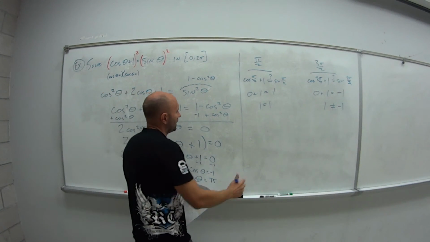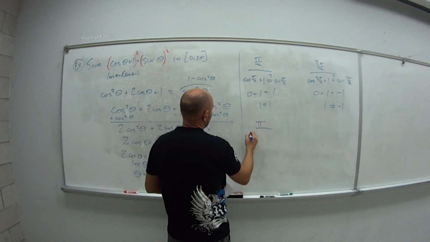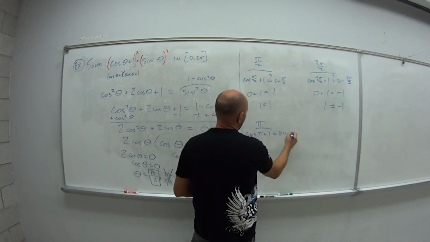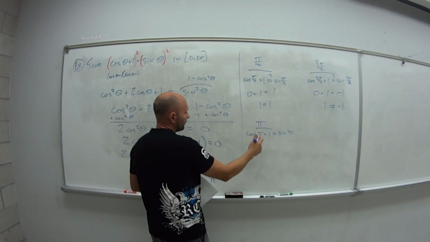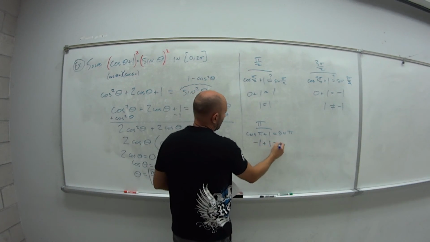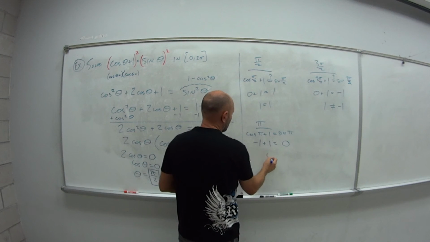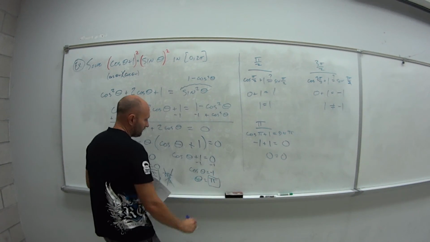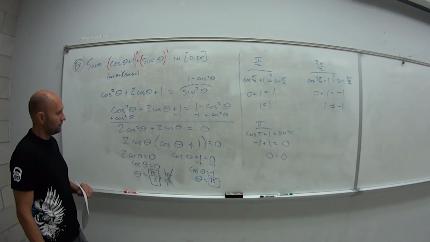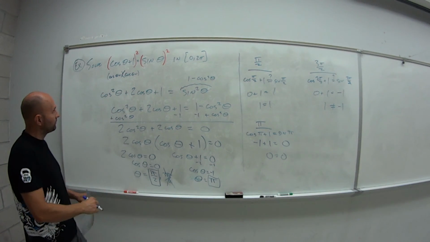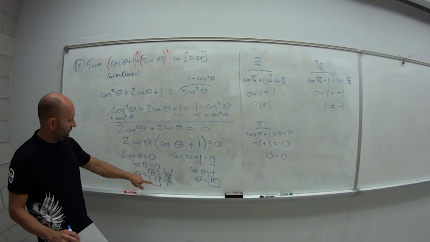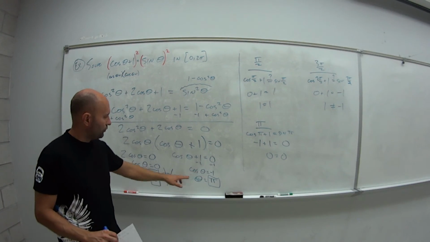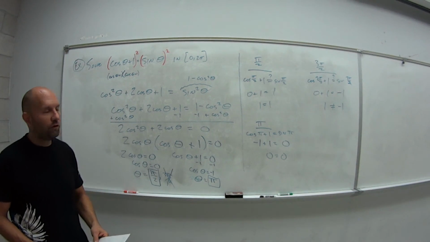And lastly, let's check pi. So I have cosine of pi plus 1 is equal to sine of pi. Well, cosine of pi is negative 1. Sine of pi is 0. 0 does equal 0, so that means pi is also a solution. So the two solutions to this original equation are theta equals pi over 2, or theta is equal to pi.